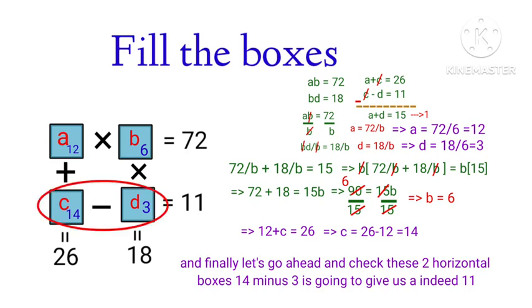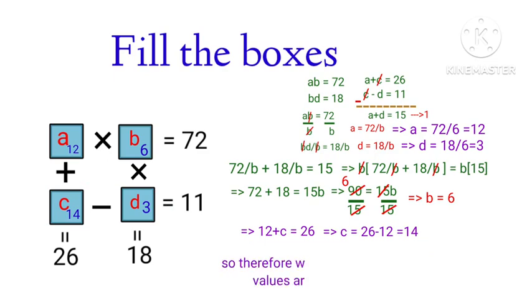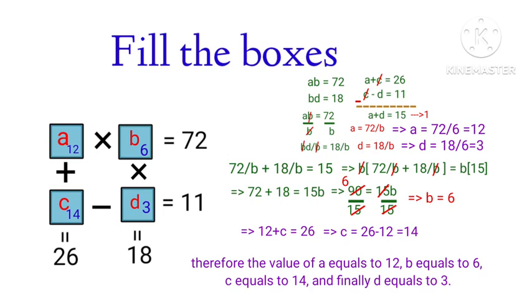And finally let's go ahead and check these two horizontal boxes. 14 minus 3 is going to give us indeed 11. So therefore we conclude that all these values are valid solutions. Therefore the value of A equals 12, B equals 6, C equals 14, and finally D equals 3.